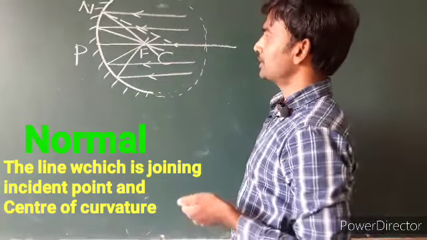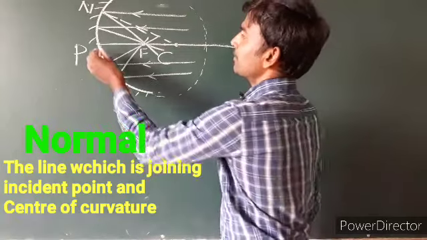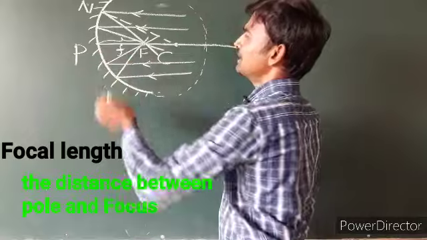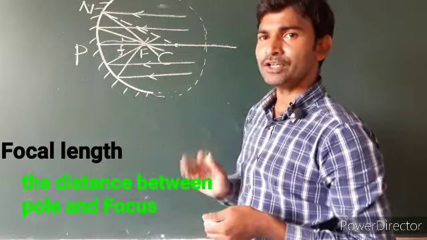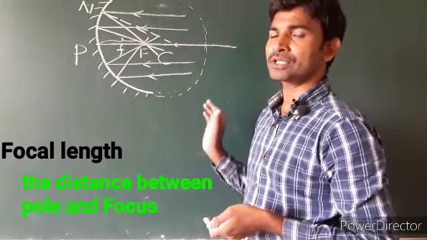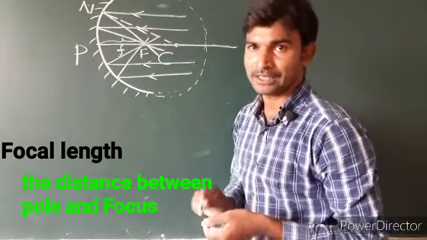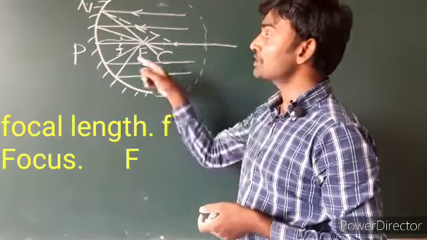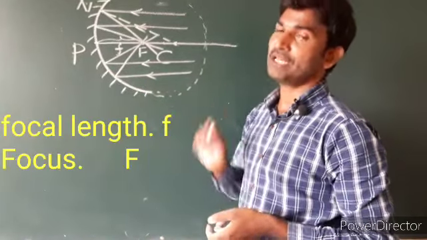Okay. Next one is focal length. What do you mean by focal length? Focal length is the distance between the pole and the focus. It is denoted by small f, but the principal focus is denoted by capital F.